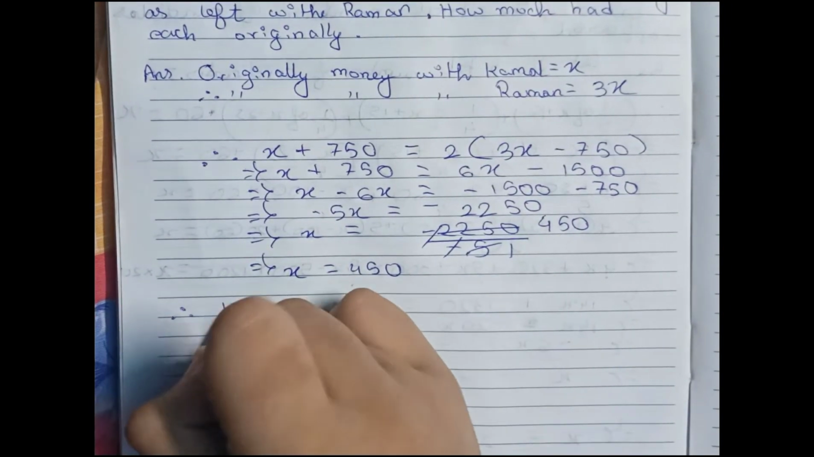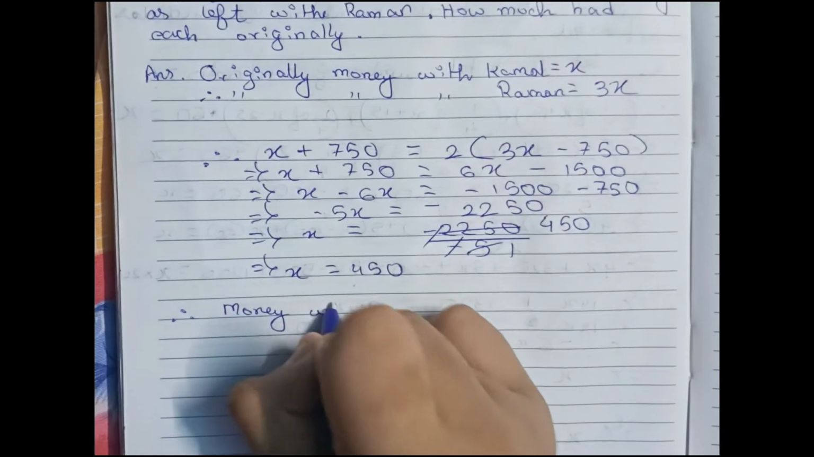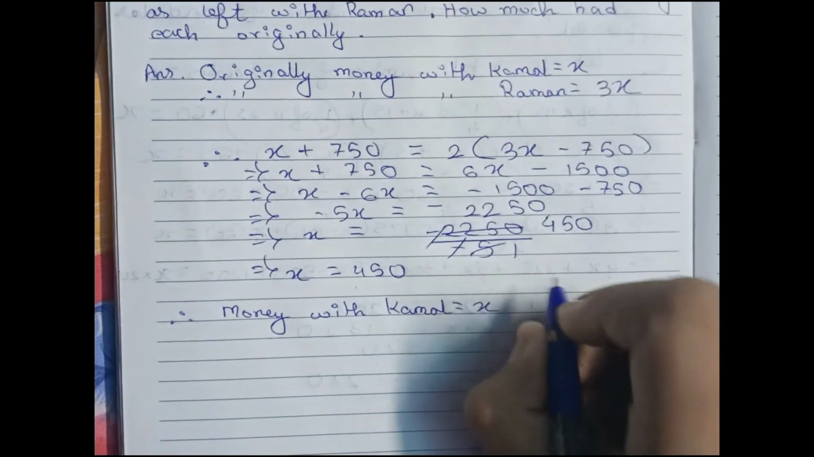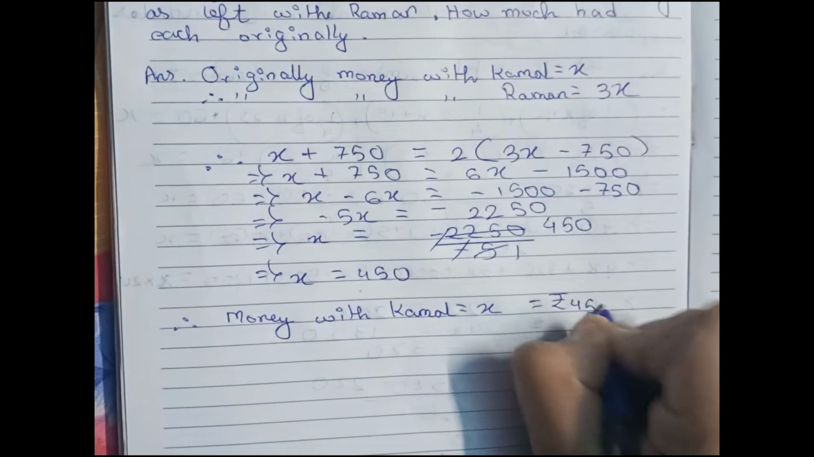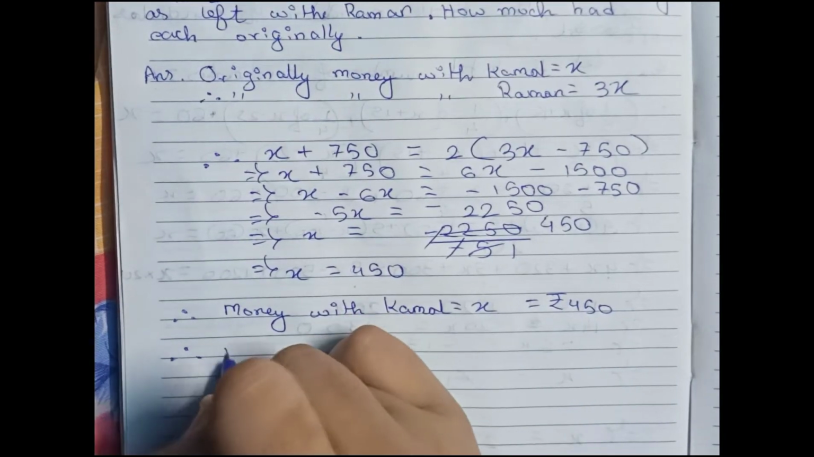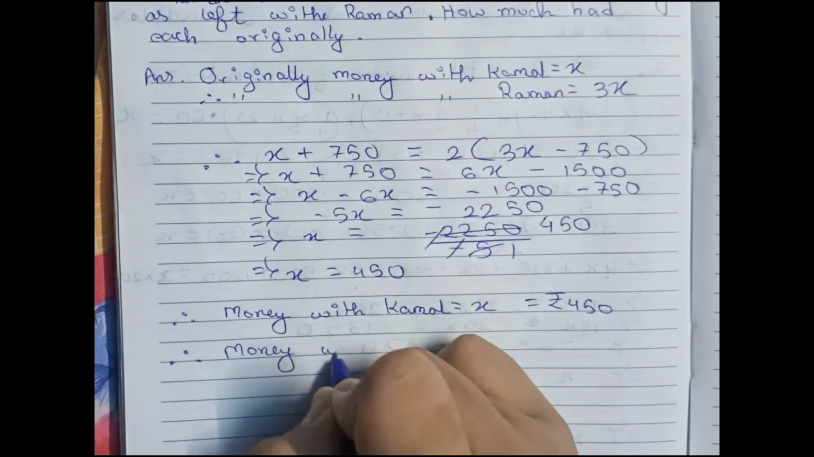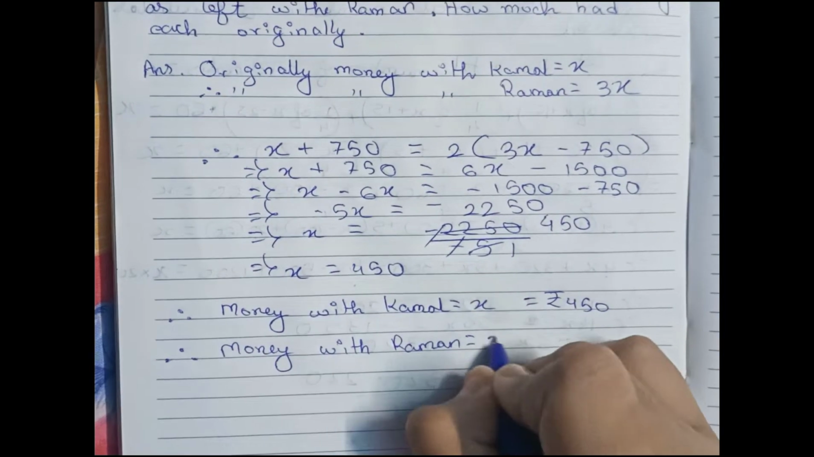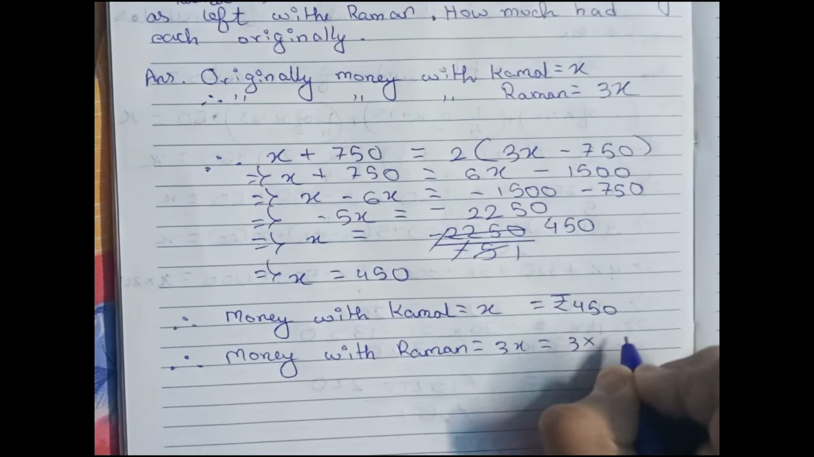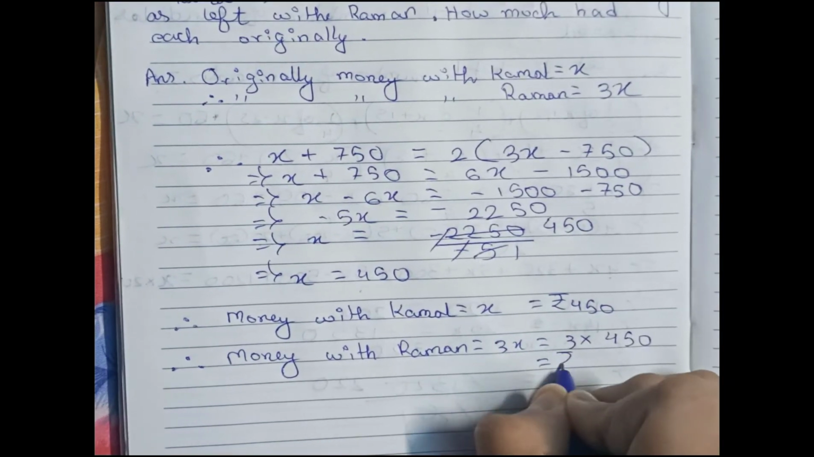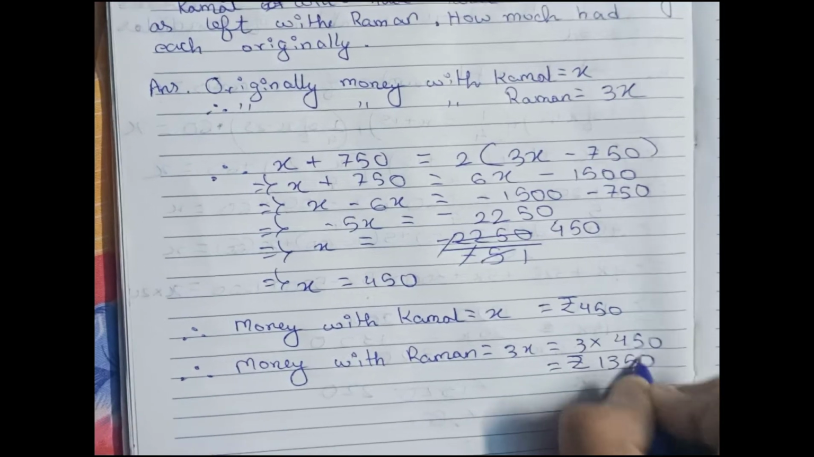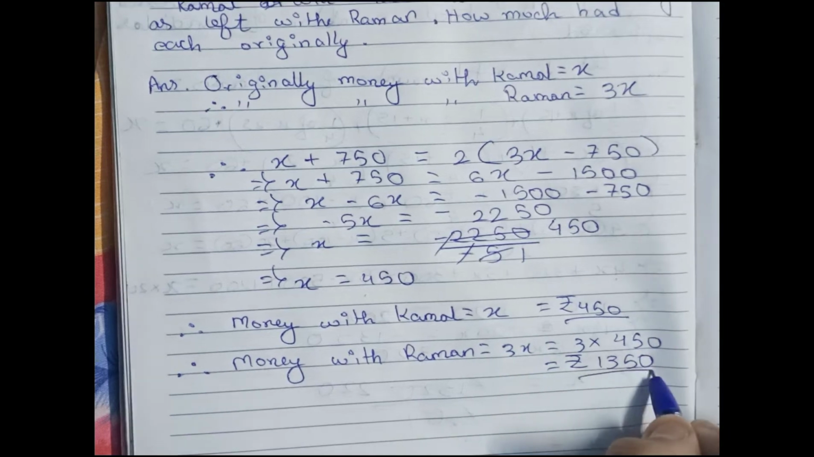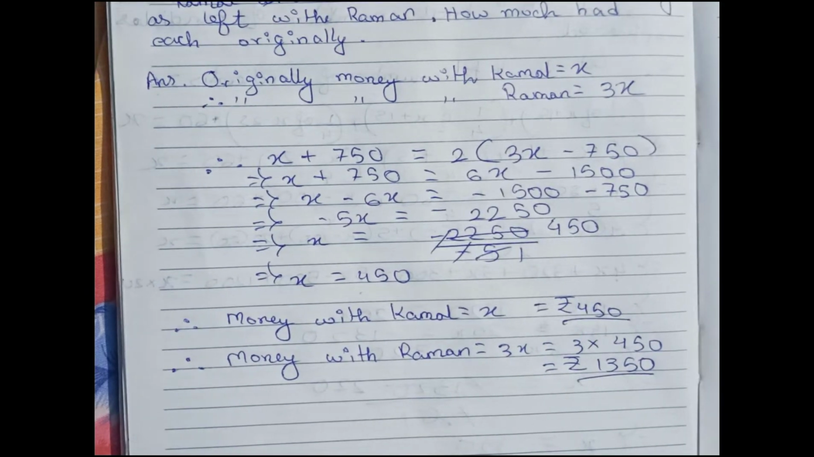So therefore money with Kamal equals to, that we have taken as x, so it will become rupees 450, and therefore money with Raman, that we have taken as 3x, so it becomes 3 into 450, that is rupees 1350. So originally money with Kamal is rupees 450, and originally money with Raman is rupees 1350. So this is our final answer.